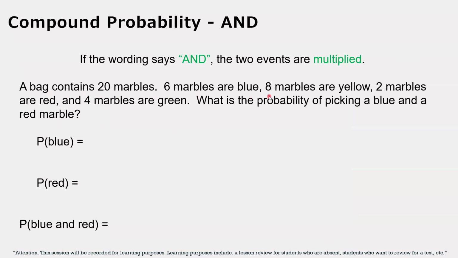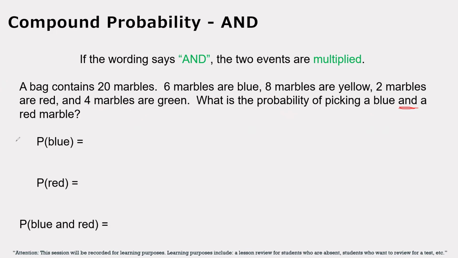6 marbles are blue, 8 marbles are yellow, 2 marbles are red, and 4 marbles are green. What is the probability of picking a blue and red marble? So because it says the word "and" right here, that means I need to be able to pick both blue and red in order for this to work.